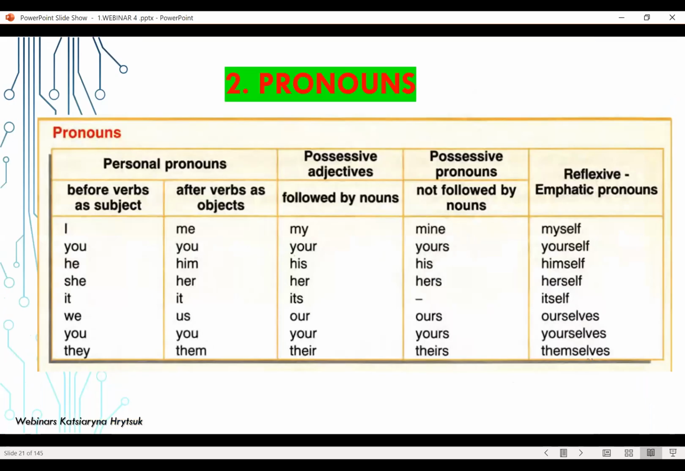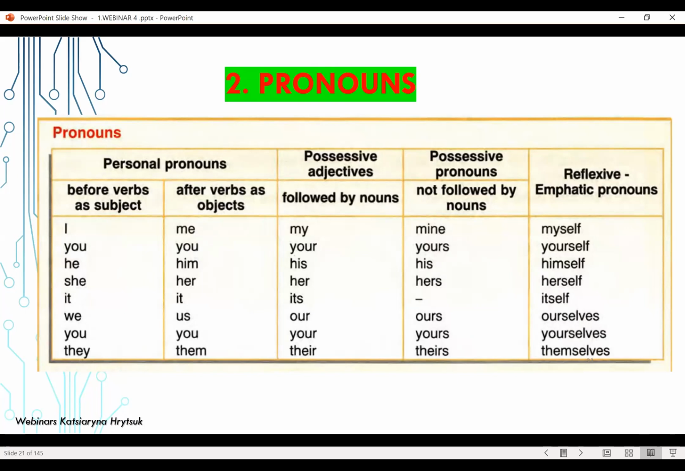Now my turn. So move to the second one. Pronouns. You see, a huge table here of pronouns. So we are going to talk about personal pronouns. Absolutely, you know them, but maybe you just didn't know how you name them. Personal pronouns are divided into two groups: before verbs as a subject, I, you, he, she, it, we, they, and after verbs as object.